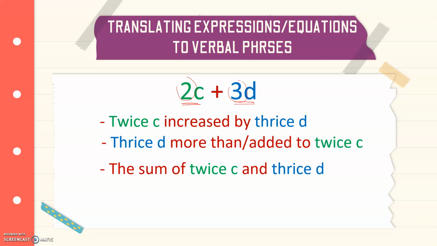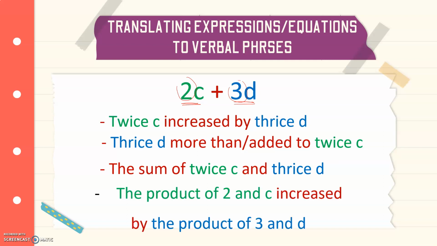We can also have the sum of twice c and thrice d, the product of 2 and c increased by the product of 3 and d. Okay, so again, it's important to say the product of 2 and c increased by the product of 3 and d. Okay, to make sure that what you will add are the products of 2c and 3d. Okay, because if you say the product of 2 and c increased by 3 multiplied to d, it could mean 2c plus 3, then you will multiply this one by d, or all of them by d.